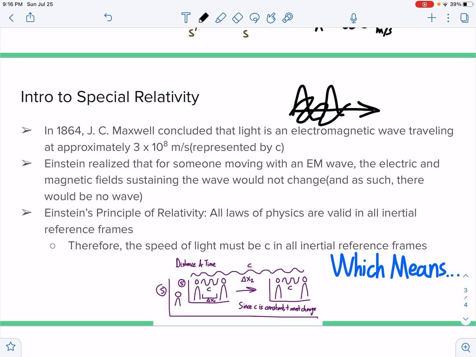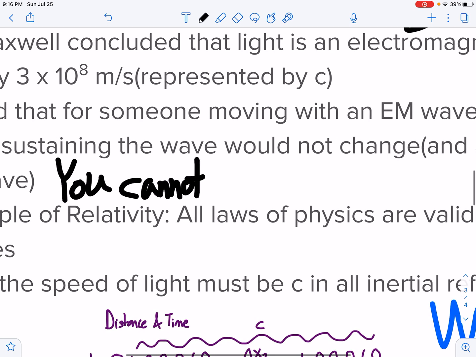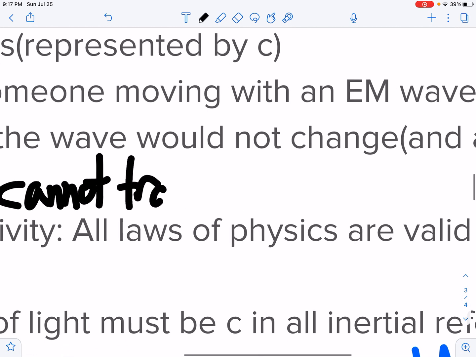So Einstein realized that if you are moving at the same speed as the electromagnetic wave, that is 3 times 10 to the power of 8 meters per second, the electric and magnetic fields illustrated above sustaining the wave would not change from your point of view, and as such there would be no wave. That in turn means that for one observer there would be a wave, and for another there wouldn't be a wave. However, this is not possible, so it stands to be deduced that you cannot travel at the speed of light. This is one of the most important parts of the theory, as we will see later on. It is impossible for any particle that we know of currently, at least, to travel at a speed faster than c.